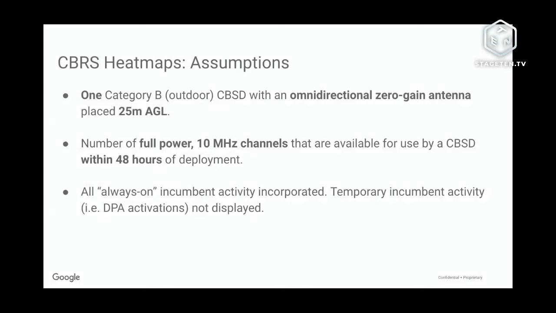Temporary incumbent activity is not displayed in the heat maps and not accounted for. So if you have a device that's deployed in a DPA neighborhood and that DPA is activated, some of the spectrum that the heat map indicates is available may not be available temporarily, if an incumbent user comes into the area.